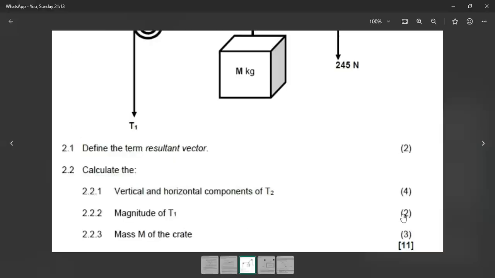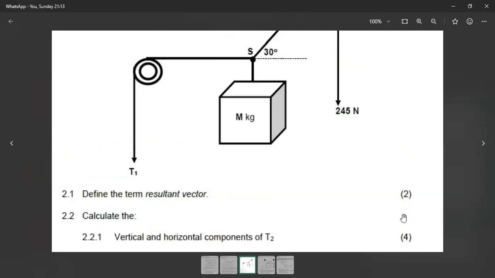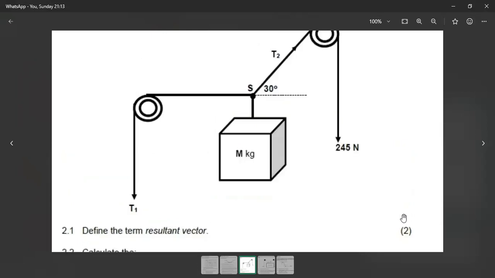It says, calculate the magnitude of T1. So T1, we understand it is the horizontal force, which is going to the left. Because we are looking for a horizontal force, we need to consider horizontal forces. And we only have 2 horizontal forces in this case. It's T1 as well as T2 in the X. Do you see that?